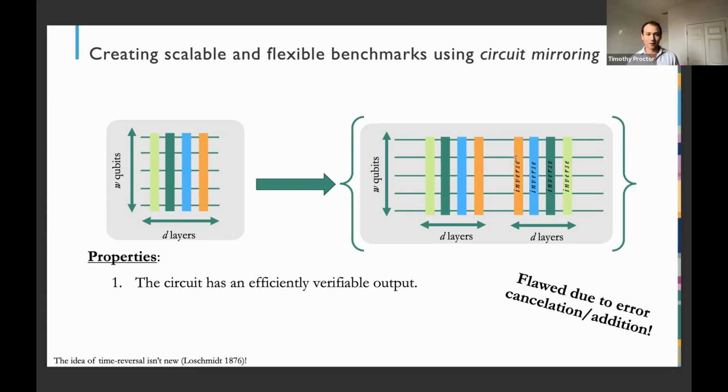This simple idea, though, is flawed because of error cancellation. Because eventually what we're doing here is a loss and echo, and what that does is it tests your ability to reverse an evolution, not whether or not you did the correct evolution. So there's a very extreme example that demonstrates this.